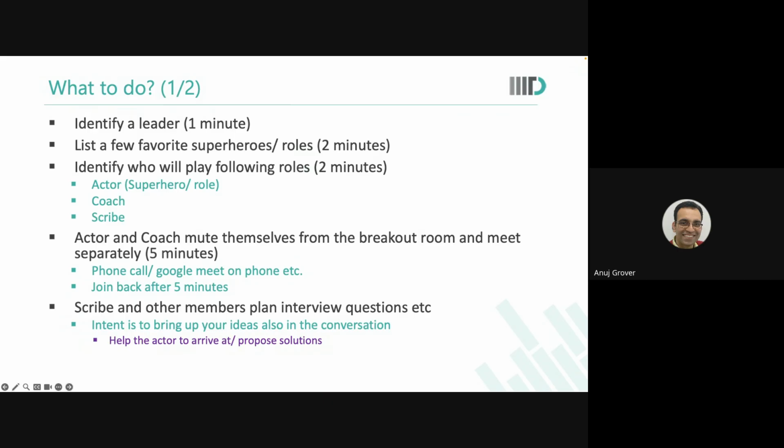ठीक है. तो आपको 3 ट्यूपल्स, मतलब सेट्स बनाने हैं. रोल, कोच, स्क्राइब. Role, coach, scribe. You ensure that all the 5 or 6 members in your team have played something over the 3 interviews. No one should remain untouched of these 3 roles.